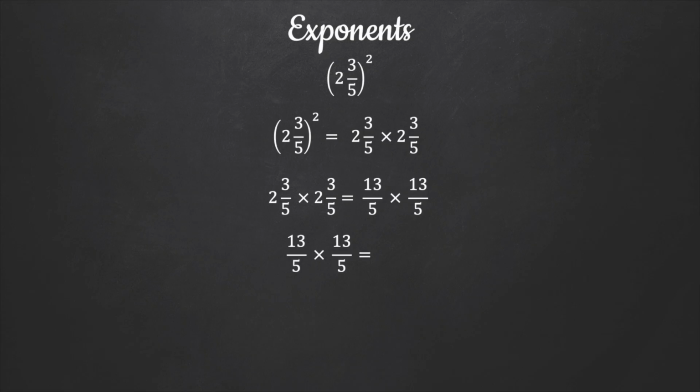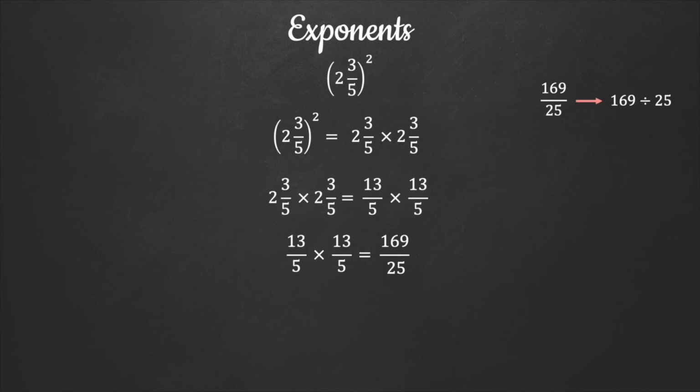So 13/5 times 13/5, in order to multiply that, we have to go ahead and multiply the numerators first. So 13 times 13 is equal to 169, and 5 times 5 is equal to 25. All right, so there we go. We have our answer. However, it's written as an improper fraction. So we want to go ahead and write that as a mixed number.